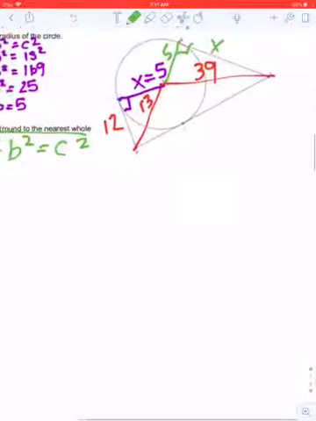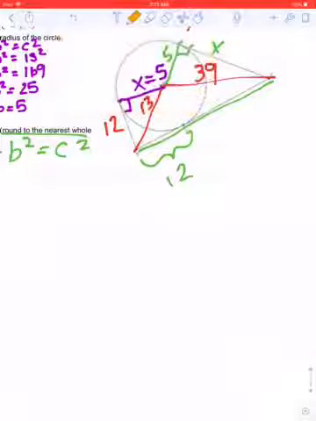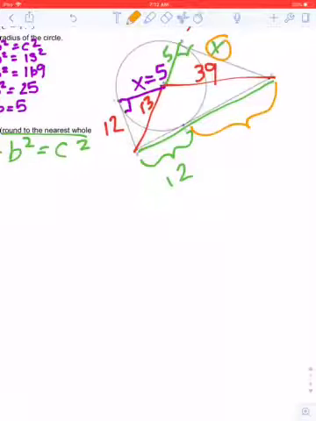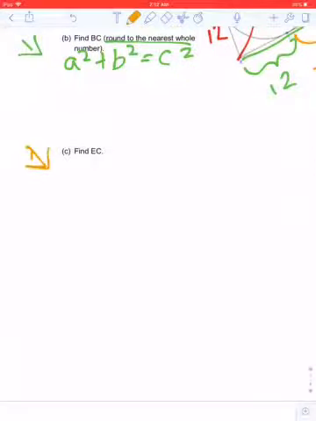And then find EC. So EC is this whole length. Well, if I know that FE is 12, then I know that ED also has to be 12 because they are tangents that meet at the same point. But then I can go ahead and find this guy over here because this also has to be the x after I find it. So then you can go ahead and just add these two together. So once you find part B, go ahead and do part C.